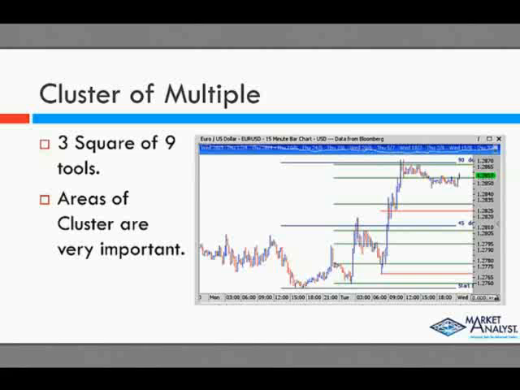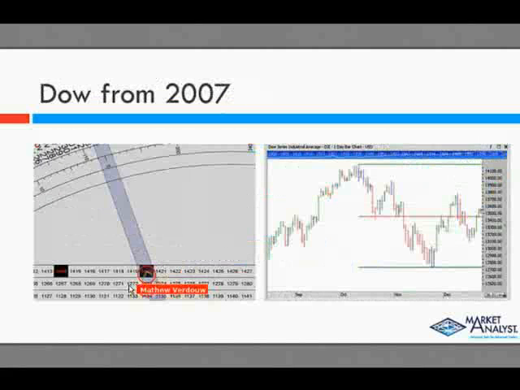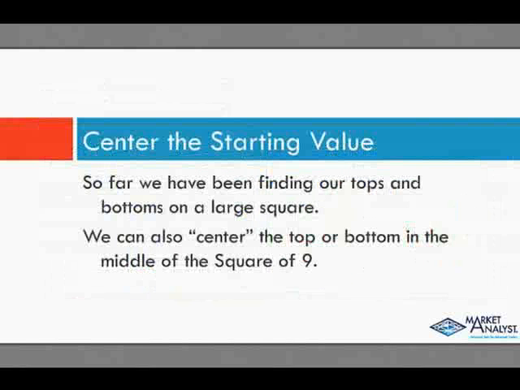So what we've done with all these examples, if you imagine the square of 9, like this case here, is we've found our starting price or our turn, whatever our turn is, on the square, and then we've done our angles from there in either direction to get our results. But another technique with the square of 9 is that we can actually put those turning points into the center of the square of 9, and then we can look at angles from there. So a couple of examples of that.